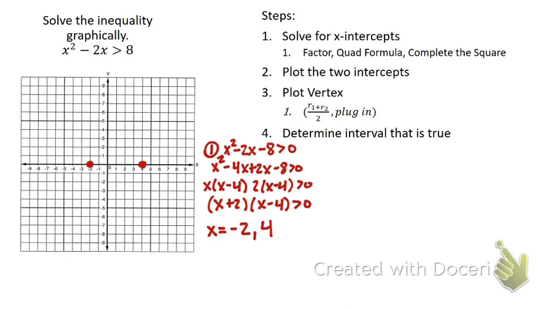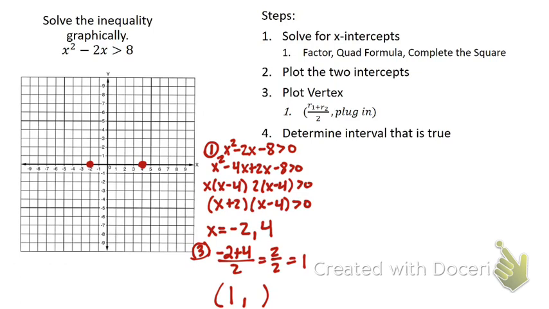Now we need to find my vertex. My vertex is directly in the middle of these 2 points. So the third thing I need to do is find my vertex. So it's negative 2 plus 4 divided by 2, which is 2 divided by 2, which is 1. So the x value of my vertex is 1.